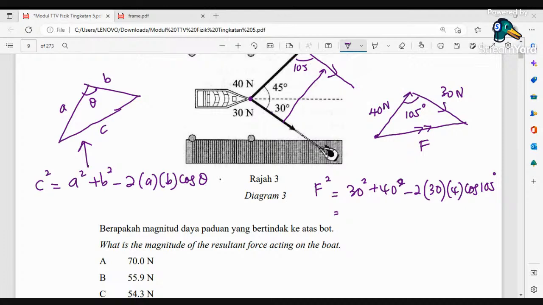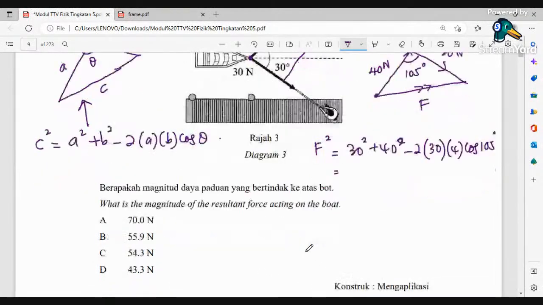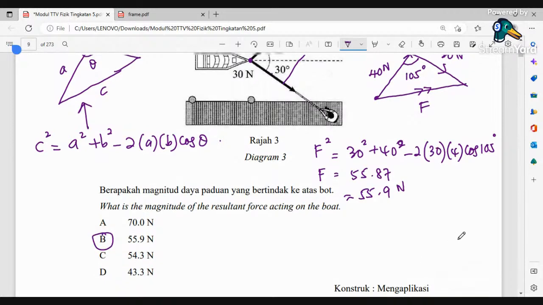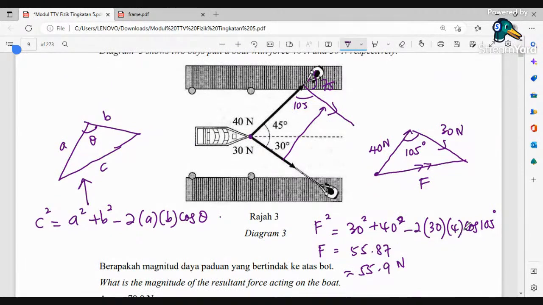So I get the answer 55.87. Rounding off, 55.9 Newton. So this one uses the cosine formula. I think this one is quite short. The steps are not too long.